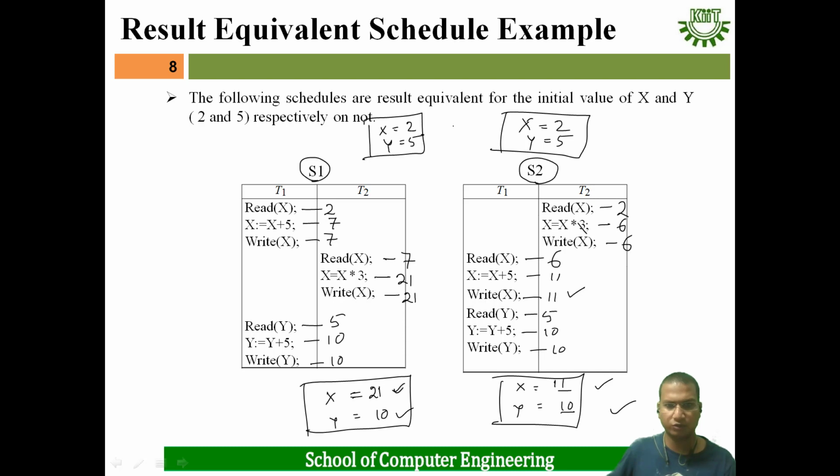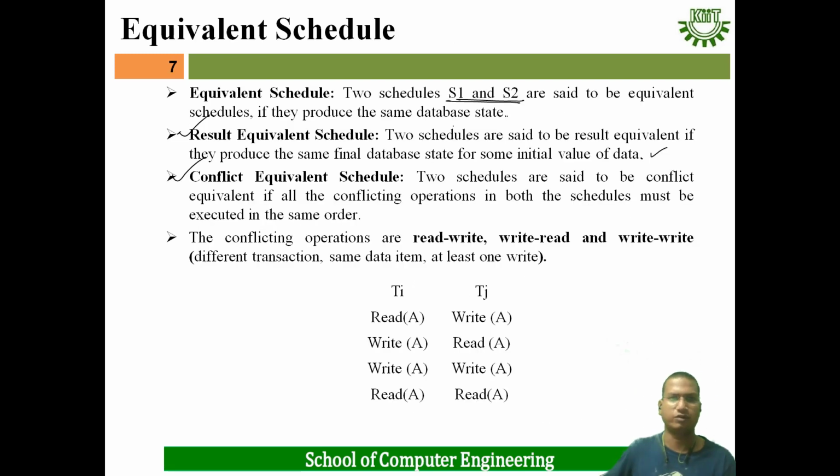Here x value is equal to 21, here it is 11. This is not the same. That means both of the schedules S1 and S2 are not result equivalent. Understood? This is all about result equivalent.